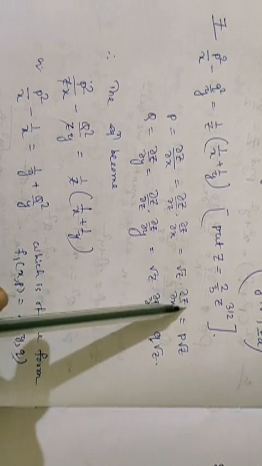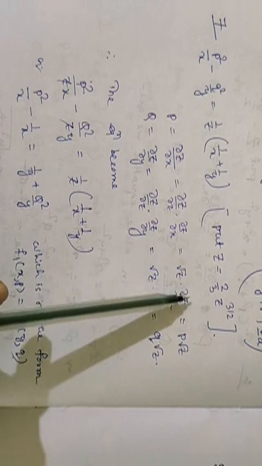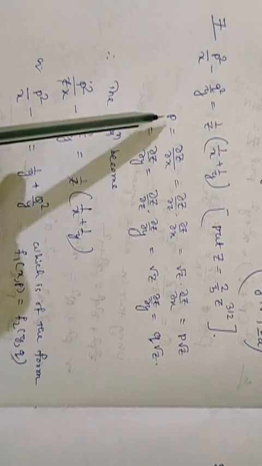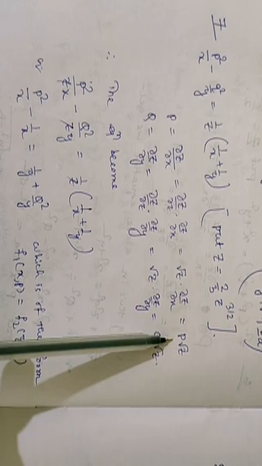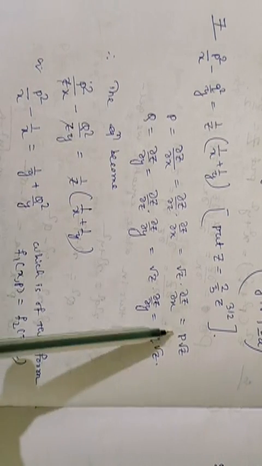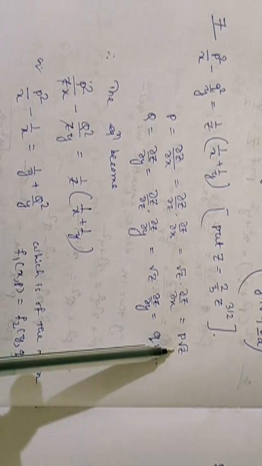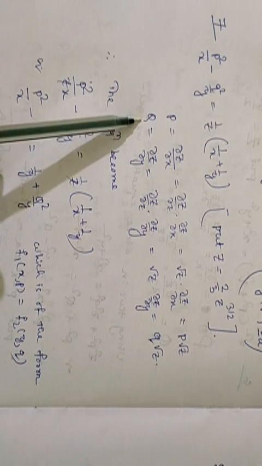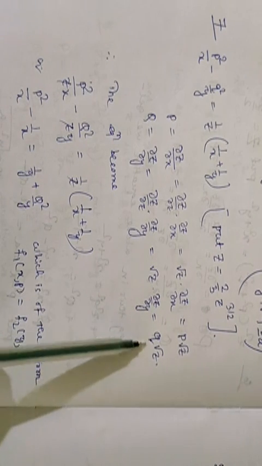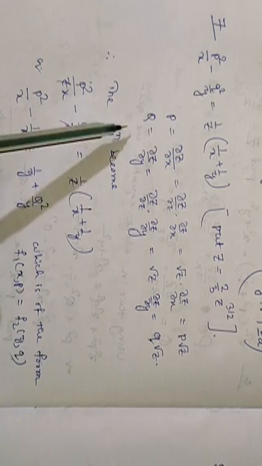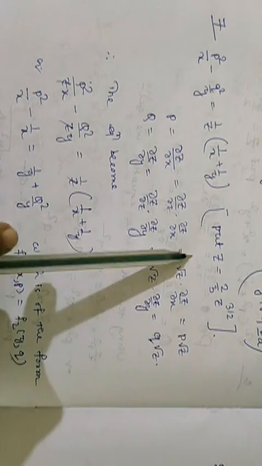What is this del z by del x? This is small p. So we get a relation between capital P and small p: capital P is equal to small p root z. Similarly, we obtain capital Q is equal to small q root z. We get this from this substitution.